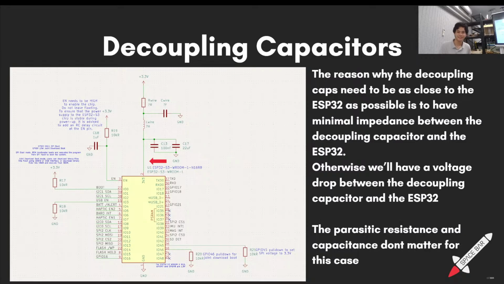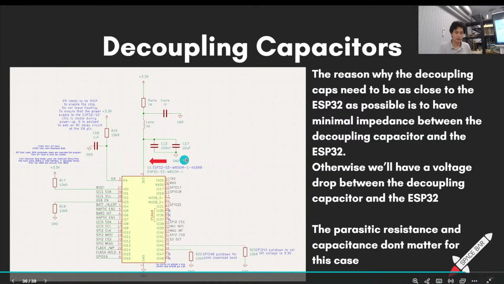So if you put it too far away, then all you've done is put another wire with very big inductors, and then you have the same problem again, right? So again, the parasitic resistance and capacitance don't matter. But okay, key thing, look at this.